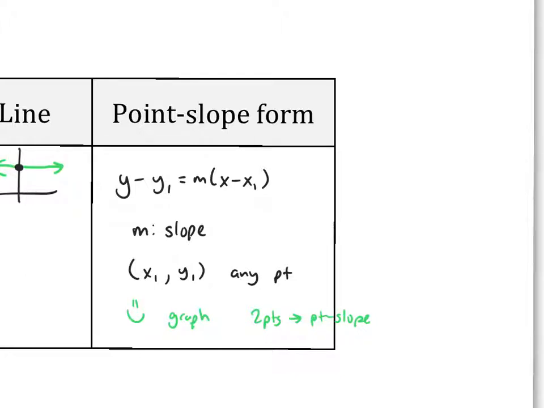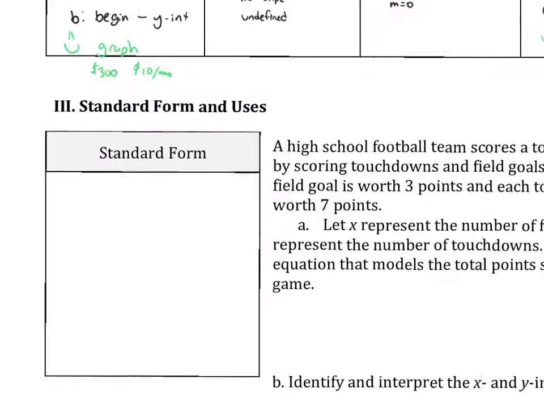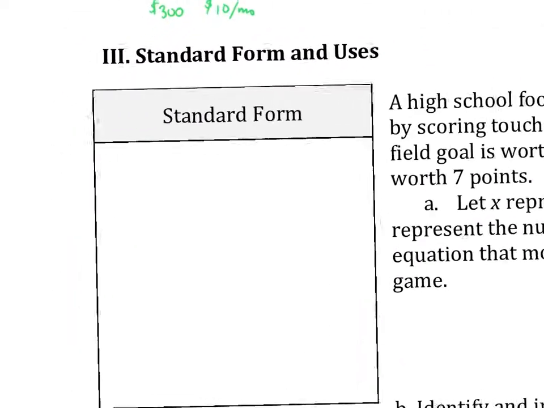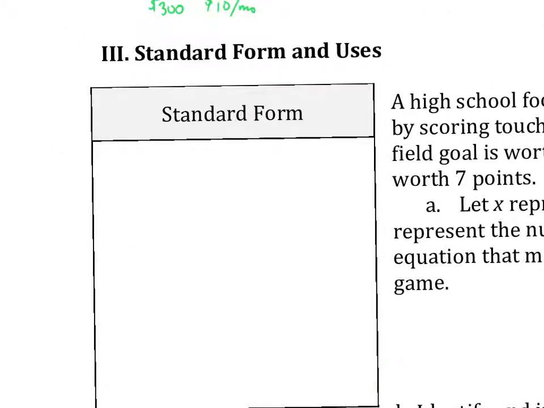We don't have to, but that's generally what we do. So the last thing we're going to mention to you is called standard form. Let me describe standard form and then show you a context in which it can be used. Standard form looks like this: ax plus by equals c.